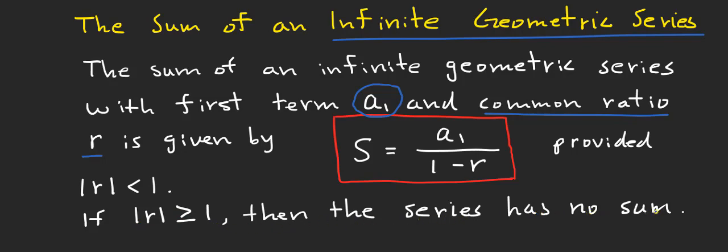And we're going to take a look at some examples. By the way, what about finite geometric series? Well, if the series is finite, that means there are limited terms. Therefore, you could easily find the sum of a finite geometric series.